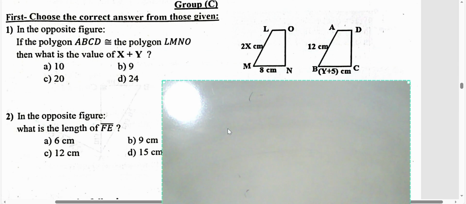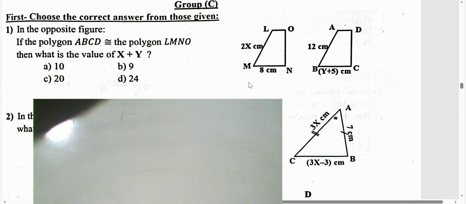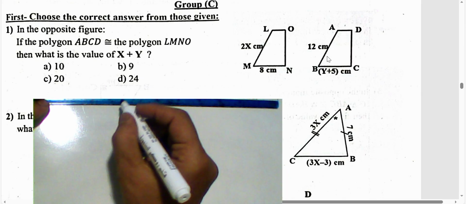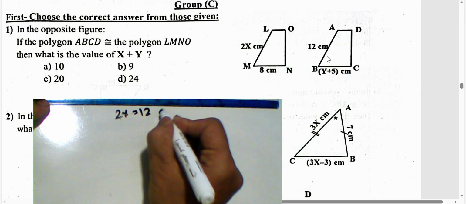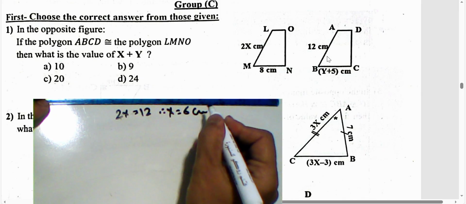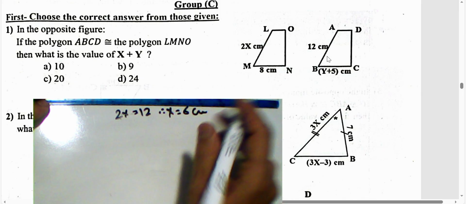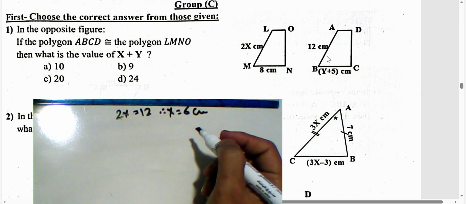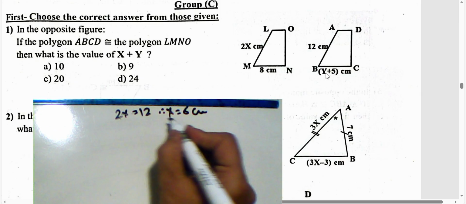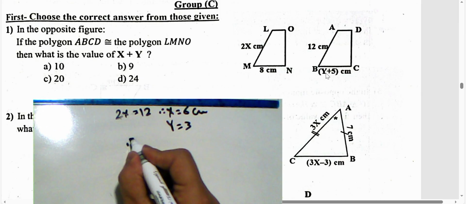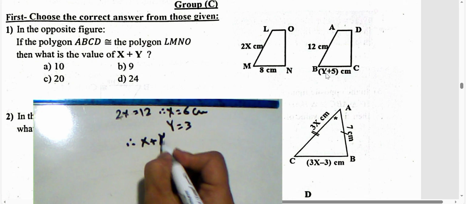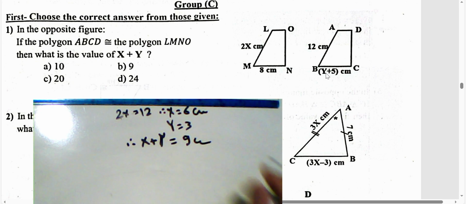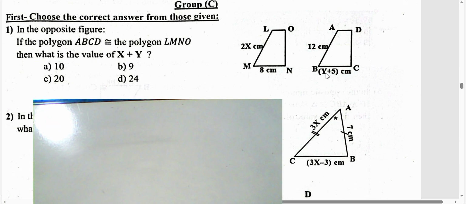Next question, group C. We have two congruent polygons here. Then 2x is equivalent to 12, and the value of x here equals 6 centimeters. And also 8 is equivalent to y plus 5, then the value of y equals 3. So x plus y, 6 plus 3, equals 9 centimeters.